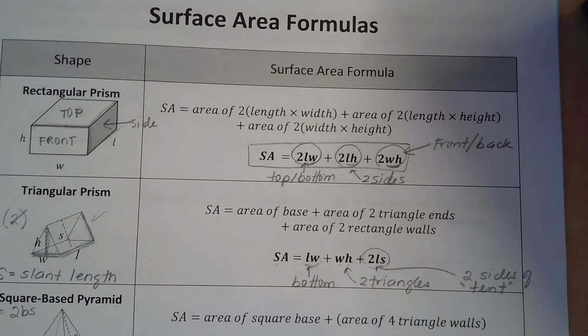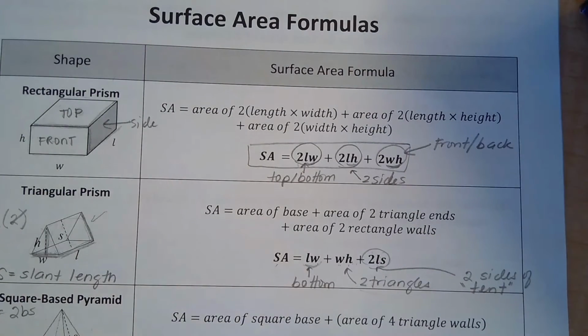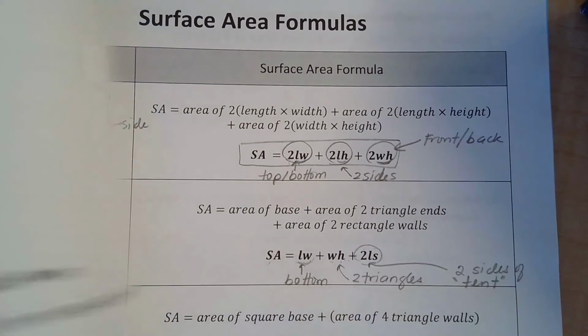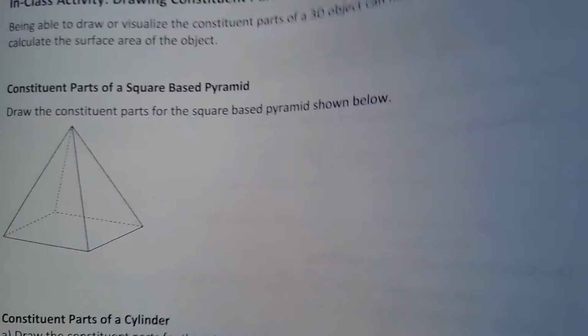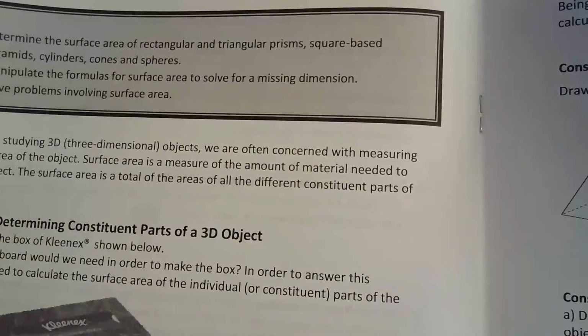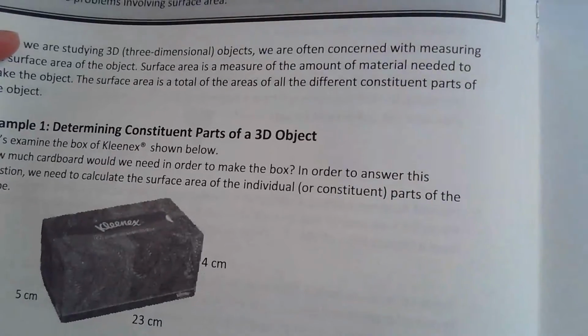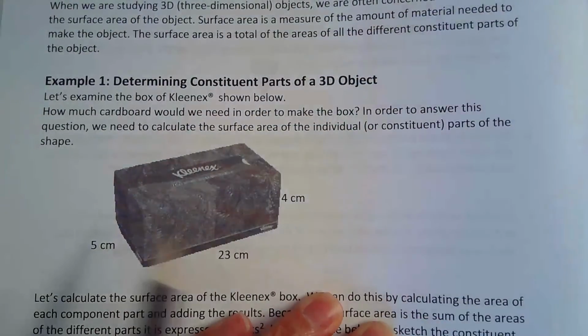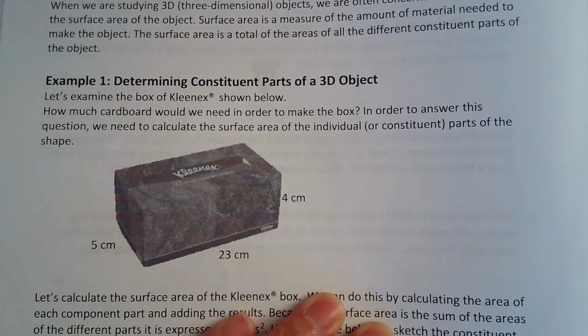Now, I wanted to take that time because when we take time like that, we know why the formula is the way it is. So I'm going to backtrack to page 14. We'll see how far we get to this part here. Let's see, page 14. Determining the constituent parts of the 3D object.